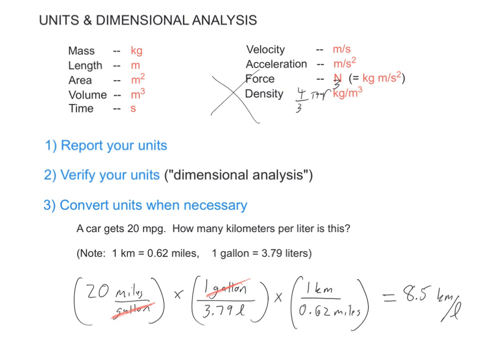But then we multiplied by this expression here, and notice what that did. That canceled out the miles here with the miles there. And so what were we left with? We were left with kilometers in the numerator and liters in the denominator. And hence we wound up with our desired units, kilometers per liter.